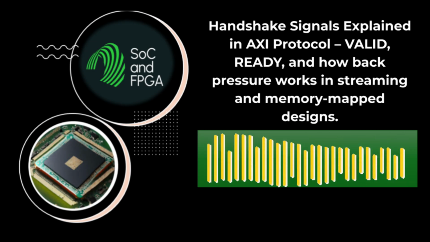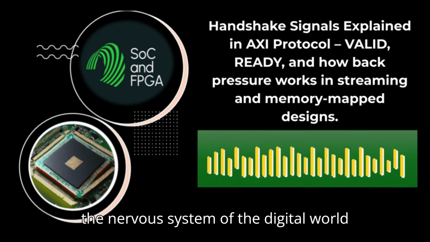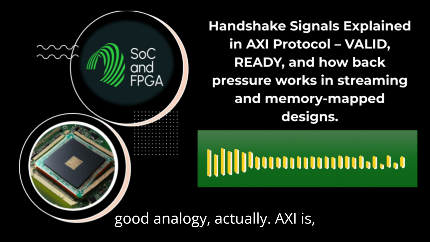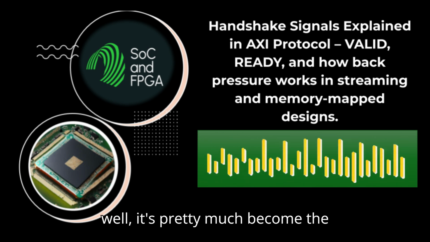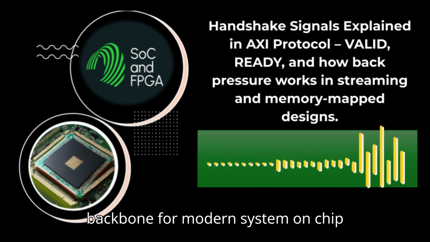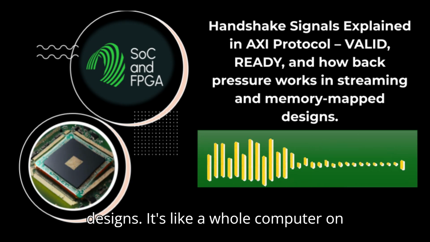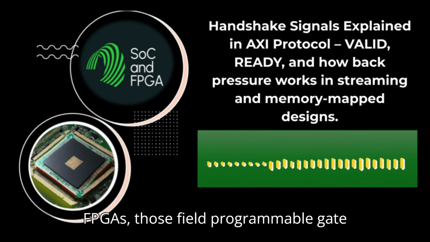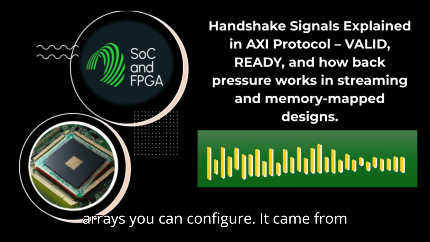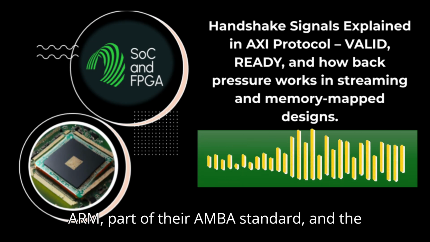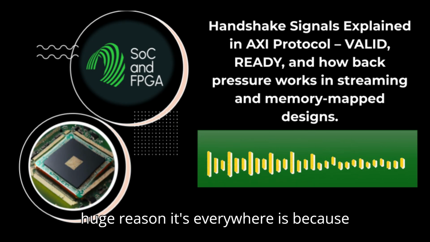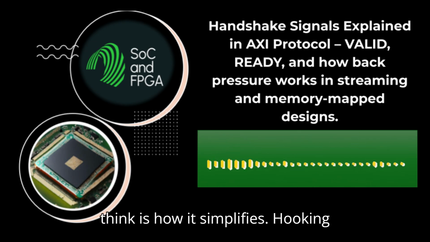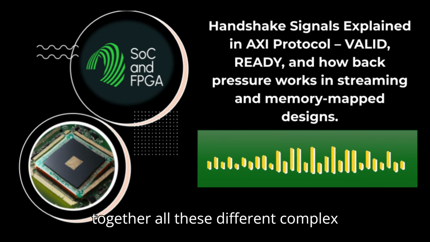Think of it like the nervous system of the digital world inside these devices. That's a really good analogy, actually. AXI is pretty much become the backbone for modern system-on-chip designs. It's like a whole computer on one tiny piece of silicon, and also for FPGAs, those field-programmable gate arrays you can configure. It came from ARM, part of their AMBA standard, and a huge reason it's everywhere is because it's royalty-free. Its real genius, I think, is how it simplifies hooking together all these different complex parts.